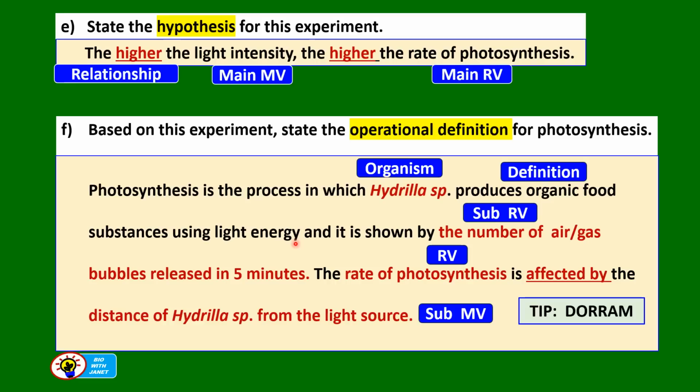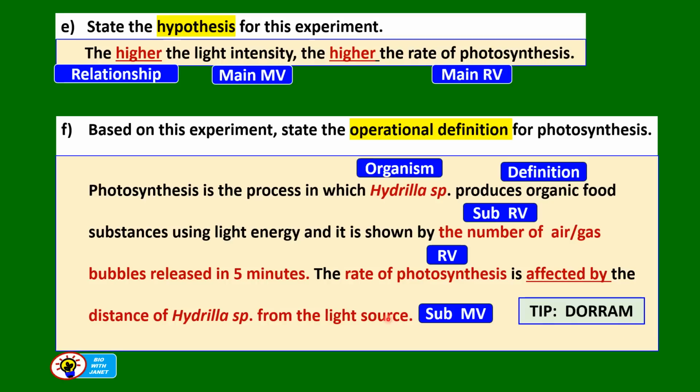Okay, and then O is for organism. So we have to mention it is Hydrilla species. And then R here is for the sub-RV. So it is measured or shown by the number of air bubbles released in 5 minutes. And then A is for affected by. So the rate of photosynthesis is affected, because the definition is for photosynthesis. So you can write the rate of photosynthesis is affected by the manipulated variable.